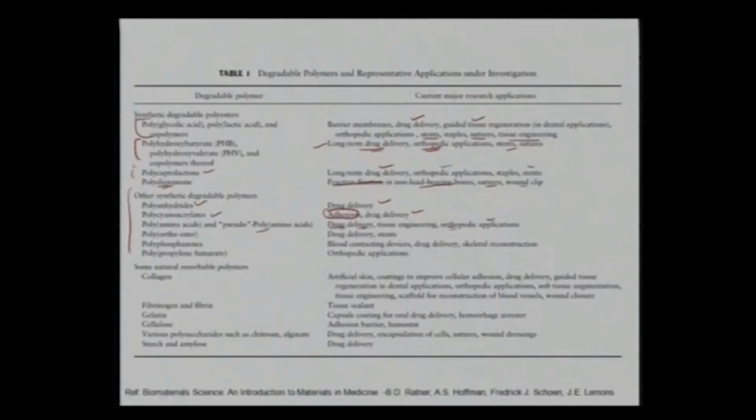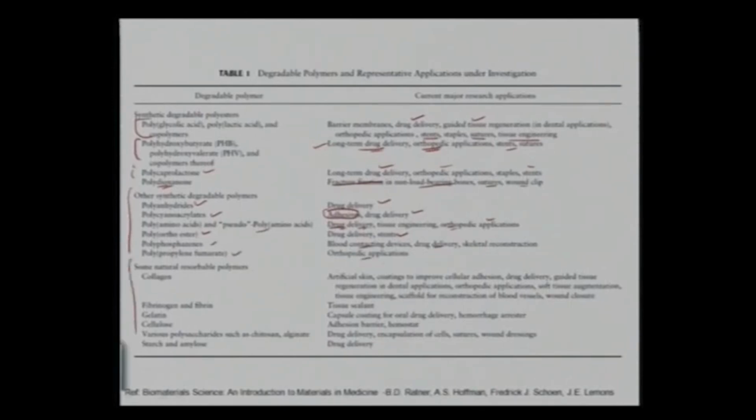So that is the problem with them: first of all, on swelling they don't really tend to give a particular controlled drug delivery, and also, because of their antigenicity and their insoluble nature, they are limited in their application. And then we have polyortho esters, which can be utilized for drug delivery or stents. Polyphosphazenes have been utilized for blood contacting devices, drug delivery, or polypropylene fumarate for orthopedic applications.